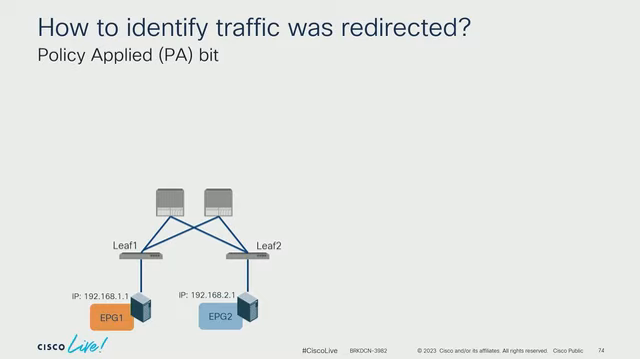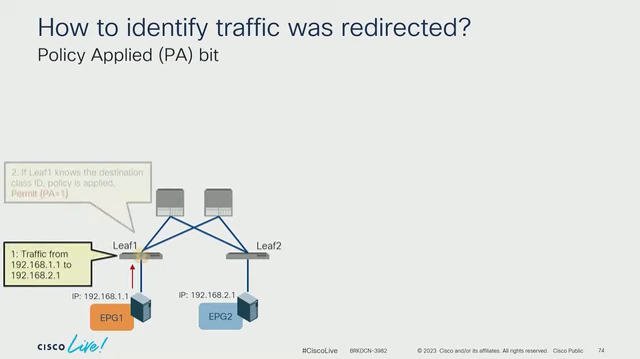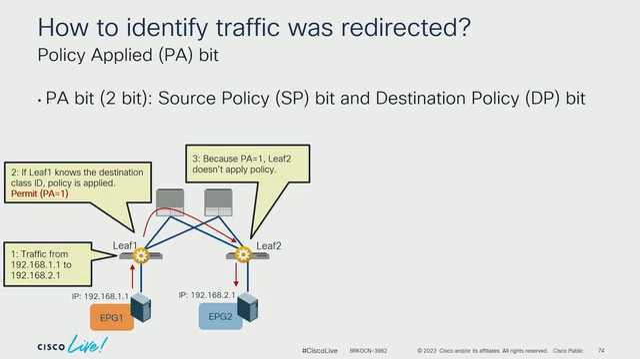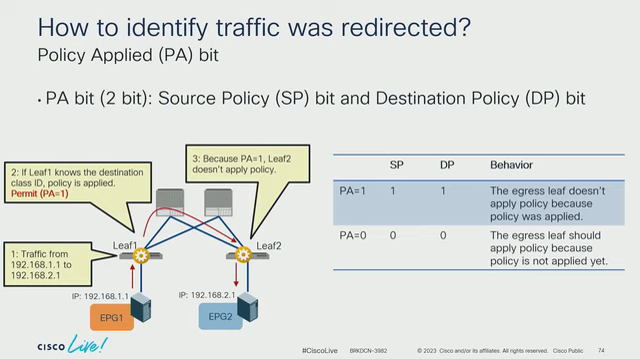So let me recap what policy applied bit is. Let's say you have EPG1, EPG2. If leaf 1 applies policy, policy applied bit is set to 1, then the egress leaf can identify policy was already applied. So that's the indication if policy was applied or not. We talked about the policy applied bit 1 and the policy applied bit 0. But we actually have 2 bits for policy applied bit. We have been using both bits as 1, it's policy applied bit 1, meaning ingress leaf was already applied the policy. And if it's 0 and 0, ingress leaf didn't apply policy.